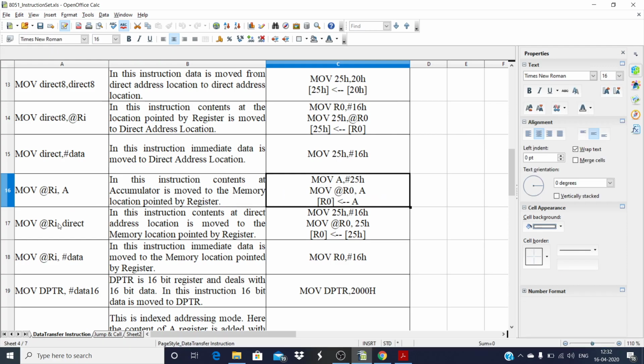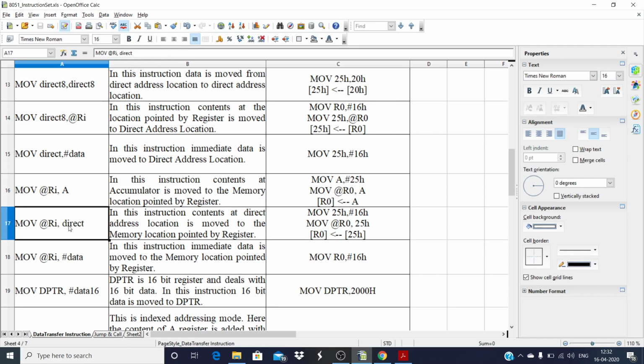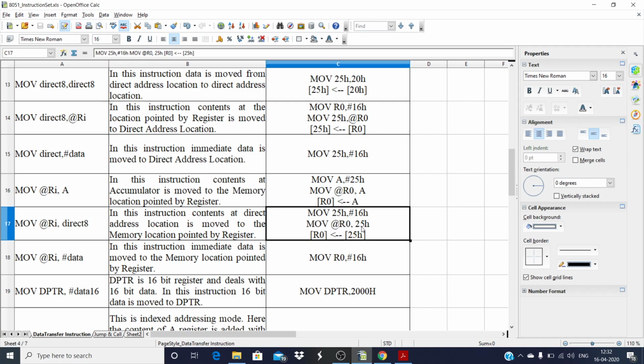Next instruction, MOV @Ri, direct. In this instruction, the content at the direct address, which is 8 bit, will be moved to the memory location pointed by this register. For example, take register R0. Here, whatever the contents at the location 25, in this example we can see that it is 16, will be moved to the memory location R0. The value of memory location R0 will be now 16.